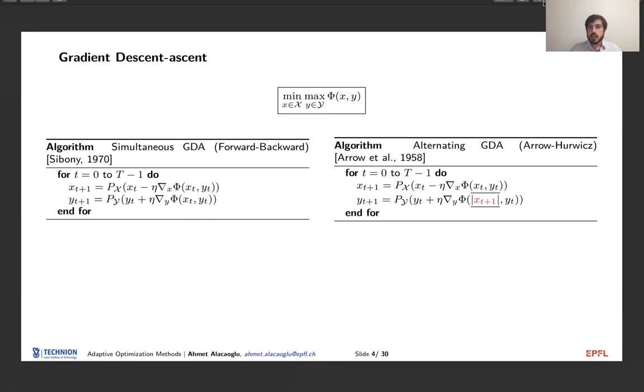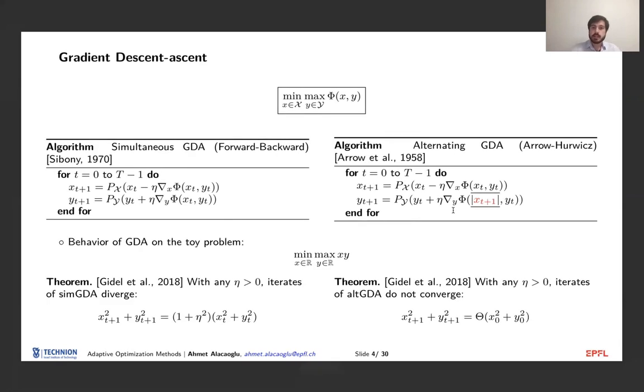Now we will see what these algorithms do in a simple toy problem. The problem has one-dimensional primal and dual variables, so x and y are on the real line, and the coupling function is just the multiplication of these variables. This is a bilinear problem, the simplest problem that we can think of. Unfortunately, both simultaneous and alternating GDA do not work in this case. Formally, with any constant step size, simultaneous GDA iterates will diverge geometrically.